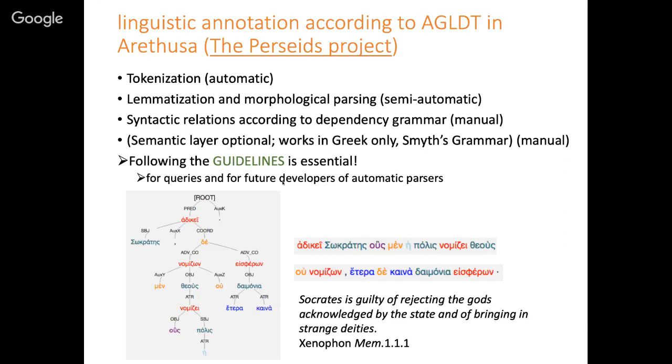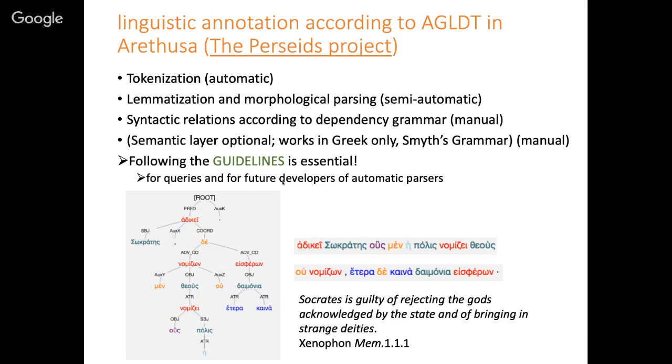So how are we performing the linguistic annotation in the Perseids project's platform called Arethusa? There is the automatic tokenization. Then there is lemmatization and morphological parsing, which is done semi-automatically. The syntactic relations we have to do manually at the moment. There is also an optional semantic layer, but only for Greek, and that's also done manually.